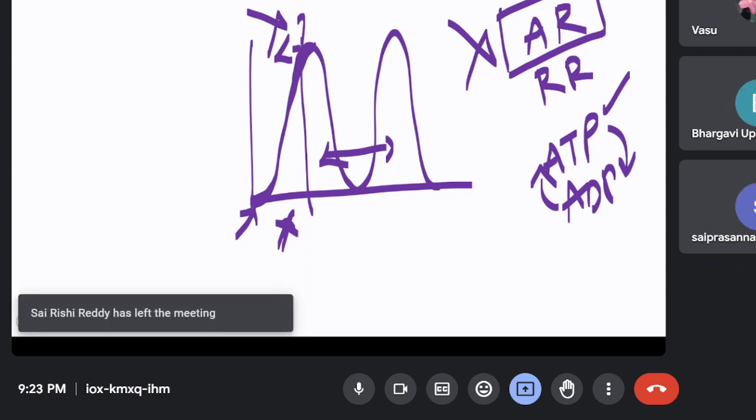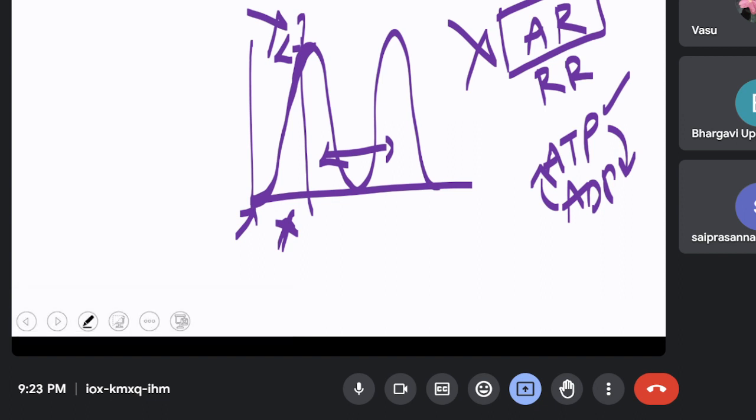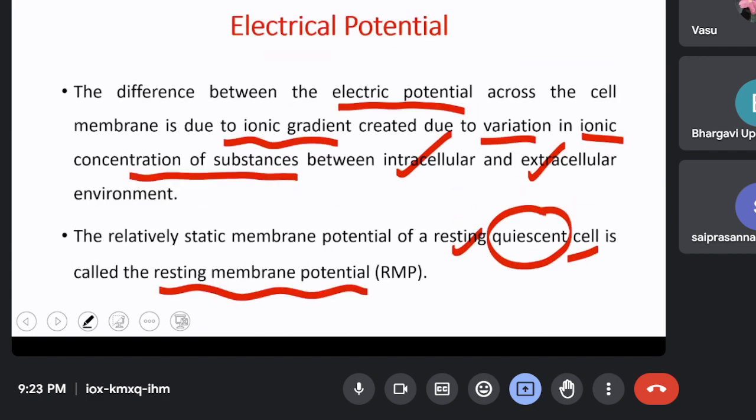But by the time ATP is resynthesized in case of muscle, or by the time resting membrane ionic status is re-established in case of nerve fiber, there is a chance for the membrane to respond to the second stimulus. So this period is what we call the relative refractory period.